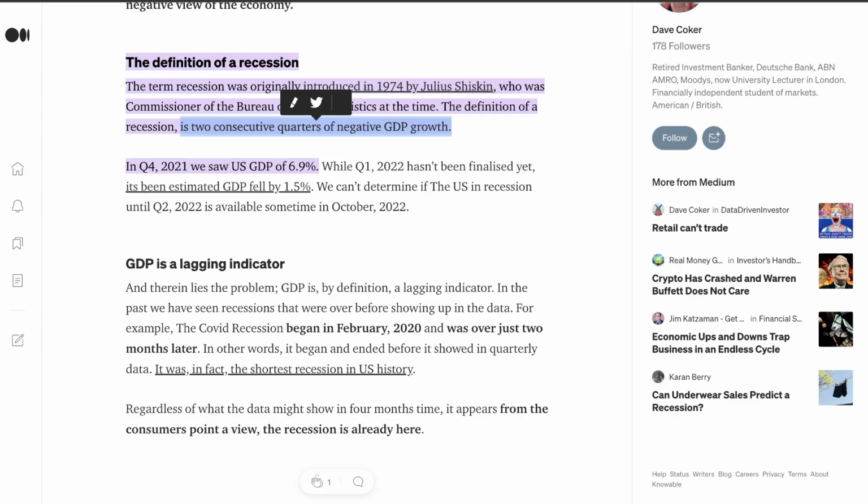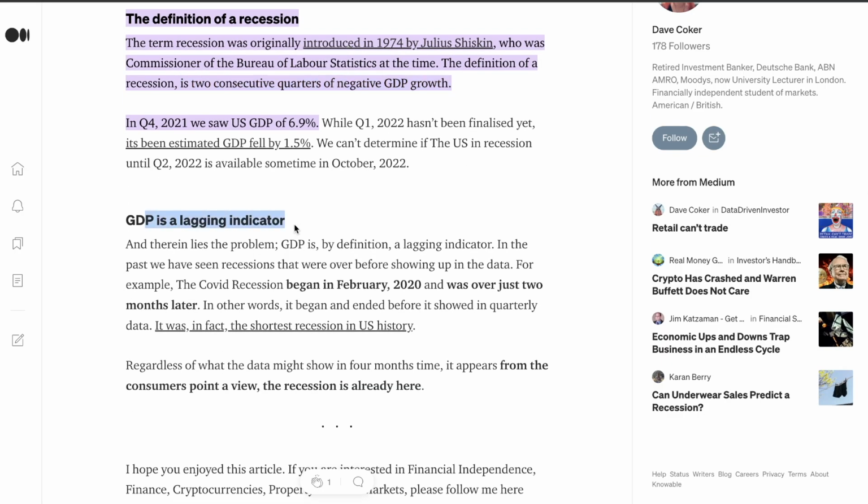If we go back to this article right here and we look at this, GDP is a lagging indicator. And herein lies the problem, everybody. GDP is, by definition, a lagging indicator. In the past, we have seen recessions that were over before showing up in the data. For example, the COVID recession began in February 2020 and was over just 2 months later. In other words, it began and ended before it showed in quarterly data. In fact, it was the shortest recession in U.S. history.